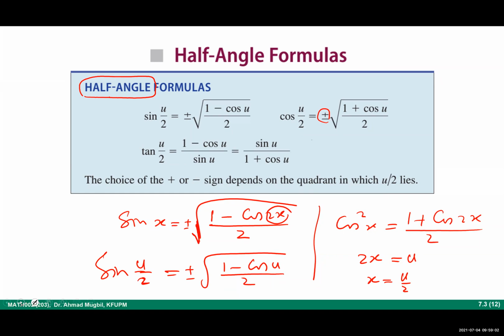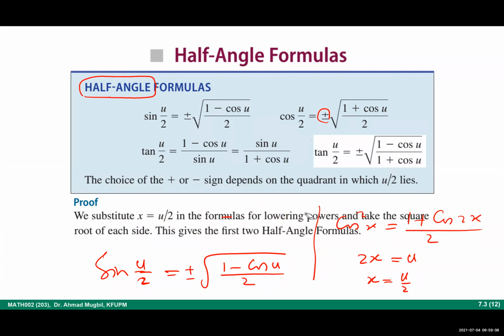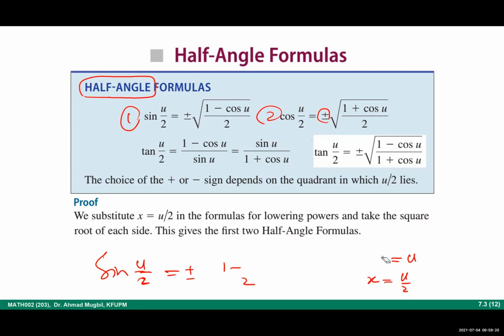So this is just a replacing of x. We replace x by u over 2 in the lowering power formula. So for number 1 and number 2, for sine and cosine, it is not difficult at all. It is just another way. Take the square root, and then replace x by u over 2.